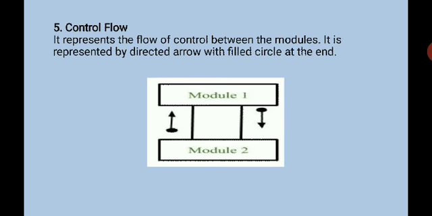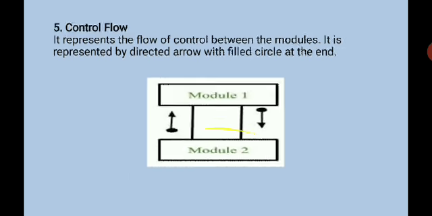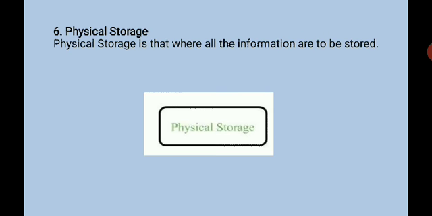Okay, then we have control flow. This represents the flow of control between the modules, how control is flowing. Data flow is how the data is flowing. Control is various decisions. This is represented by a directed arrow with a filled circle at the end, and data is the empty circle at the end. So the empty circle means data and the filled circle means control. Remember this.